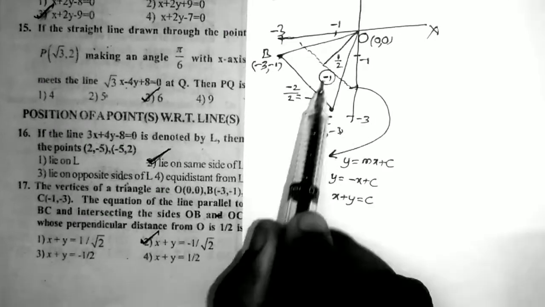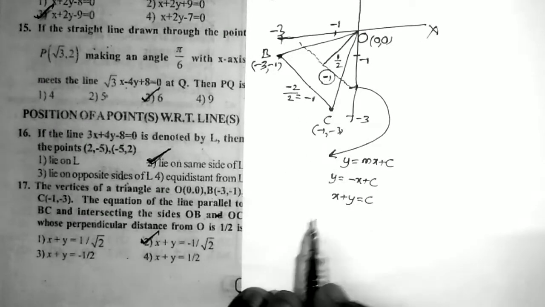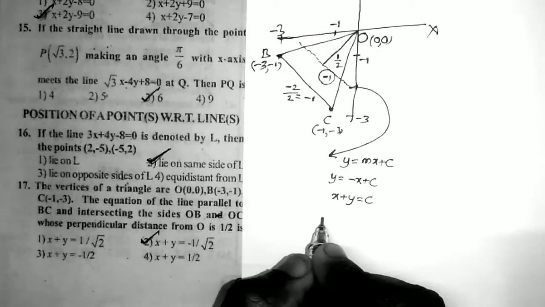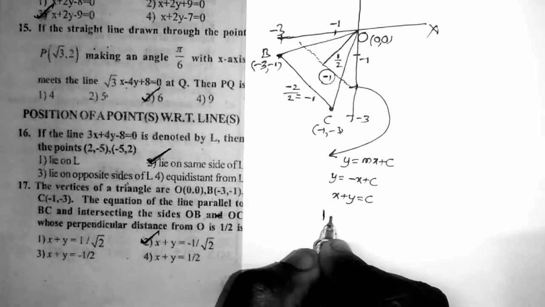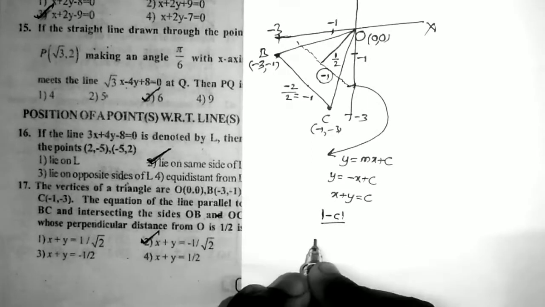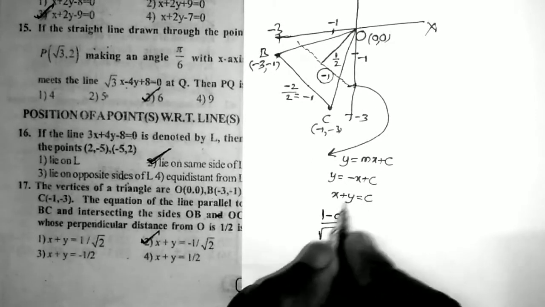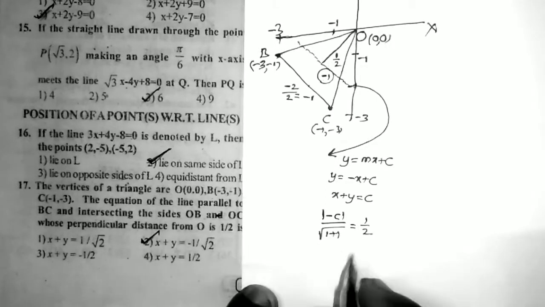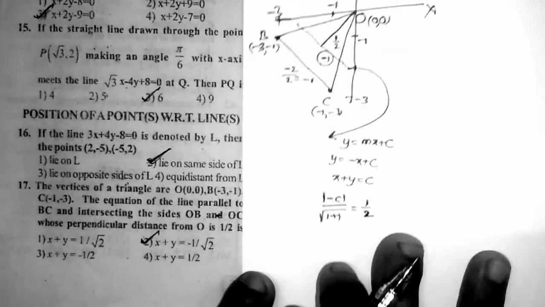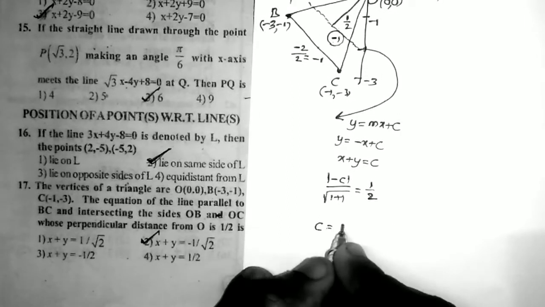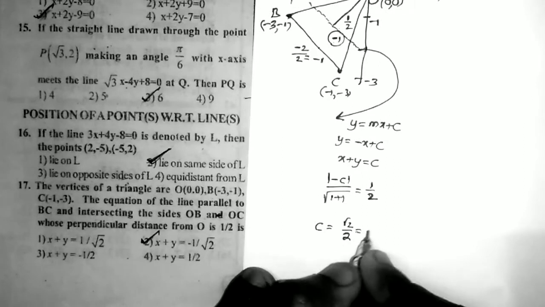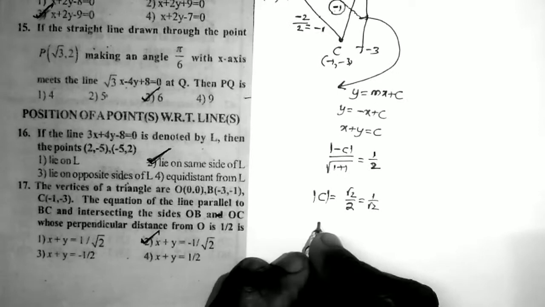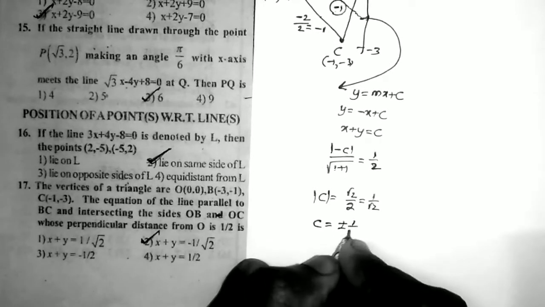And also given that the line is at a distance of 1/2 from the origin. That is, the perpendicular distance value is given. What is the perpendicular distance formula? |c|/sqrt(a² + b²). What is the c value? -c, writing the constant to this side, over sqrt(a² + b²), which is sqrt(1 + 1), equal to 1/2. Given that the perpendicular distance is 1/2, the value of c is root 2 by 2, which means this is equal to 1/sqrt(2). The value of |c| is 1/sqrt(2). That is, c = ±1/sqrt(2).